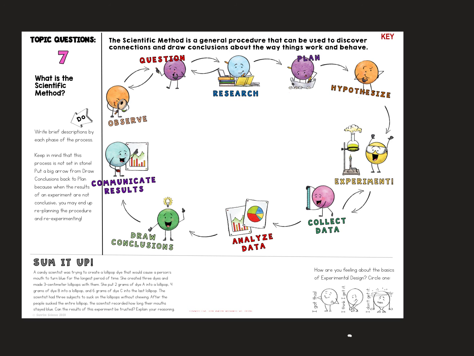You need to put a big arrow from draw conclusions back to plan, because when the results of an experiment are not conclusive, you may end up replanning the procedure and re-experimenting. After you do this, please complete the Sum It Up activity.